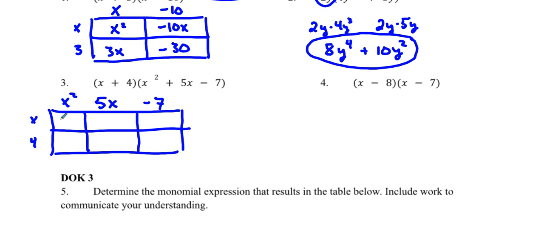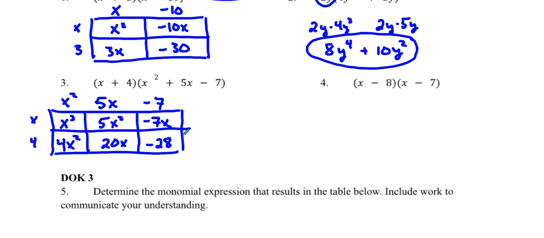And we can't lose sight of our multiplication rules for exponents. So we've got x to the third, right? X times x squared is x to the third. X times 5x is 5x squared. And x times negative 7 is negative 7x. And then bottom row, 4 times x squared, there's our 4x squared. 4 times 5x is 20x. And 4 times negative 7 is negative 28.